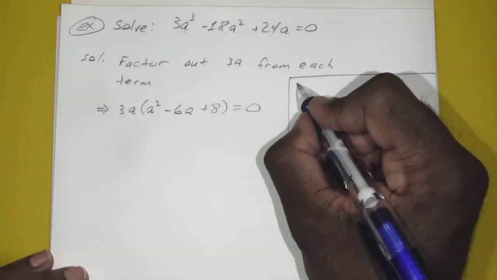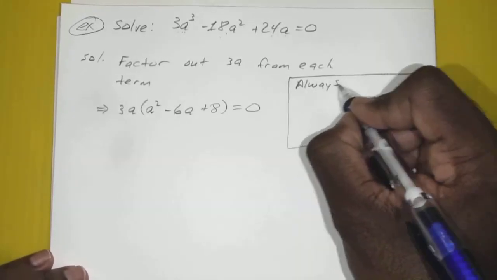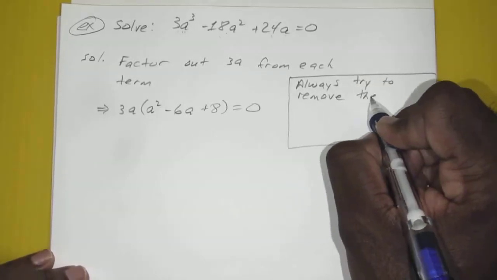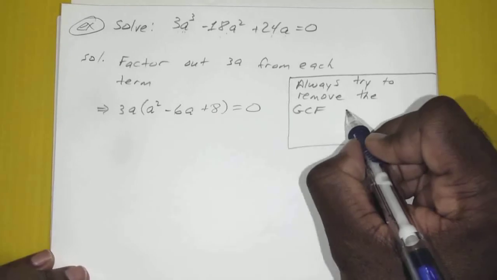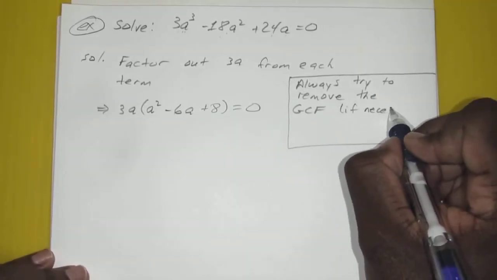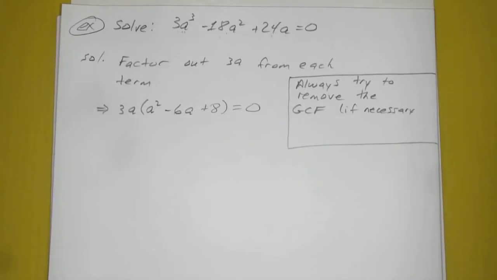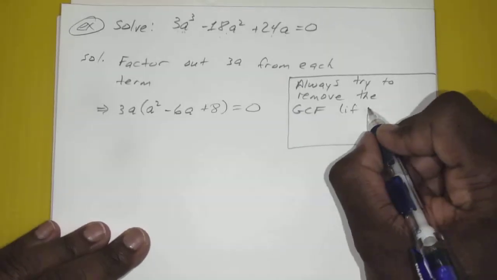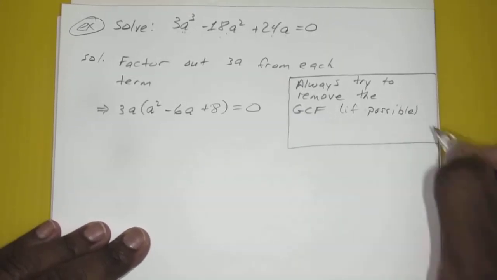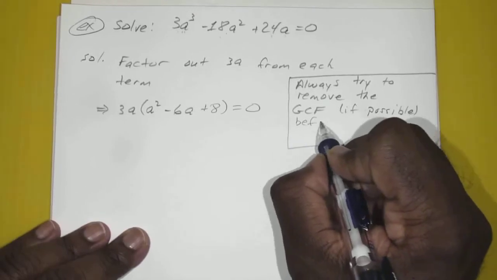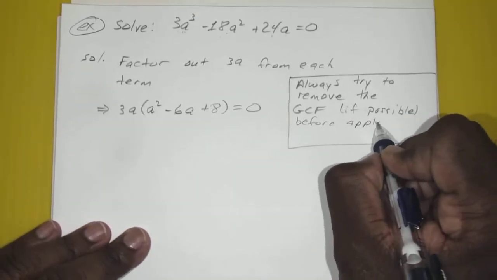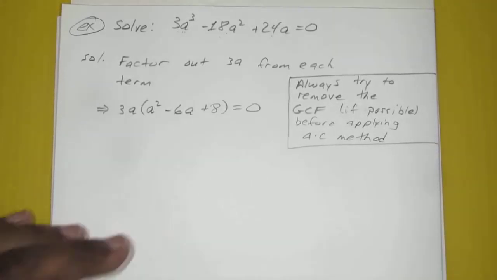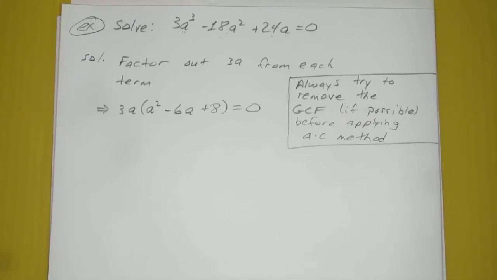Okay. So you always want to try to remove the greatest common factor, if possible, before applying the a times c method. The a times c method would work, it's just a whole lot more steps.